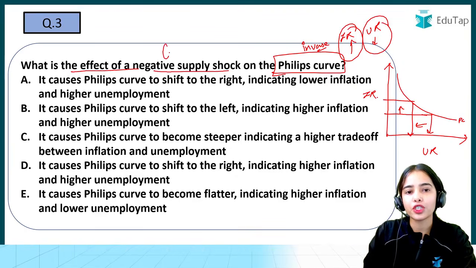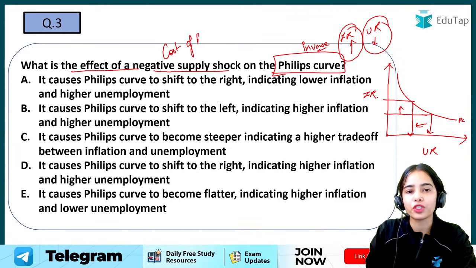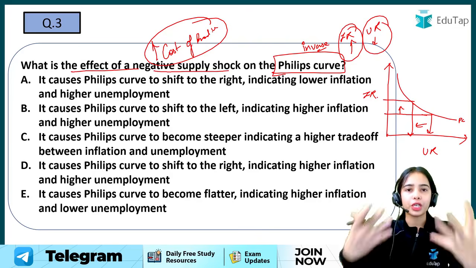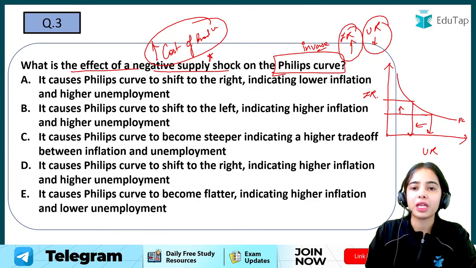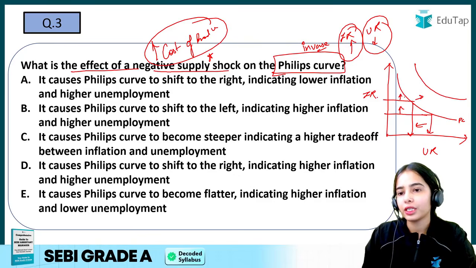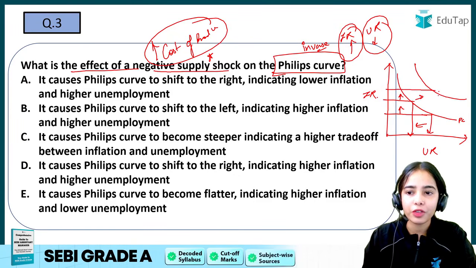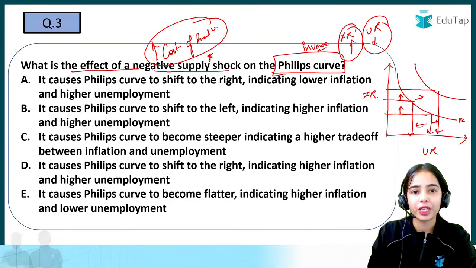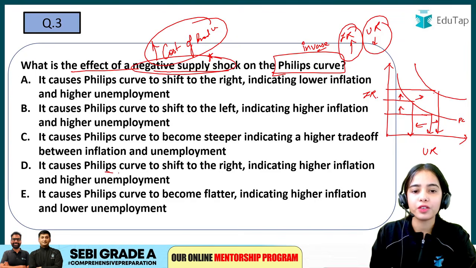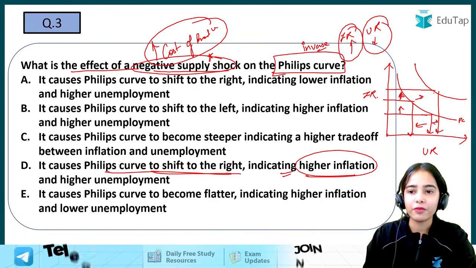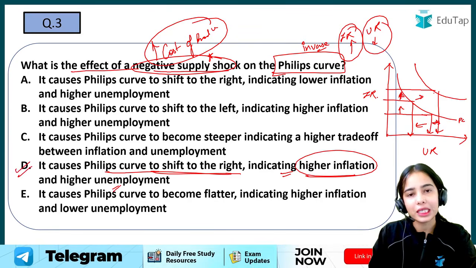The negative supply shock can happen because of the increasing cost of production, because of oil prices or wages that are increasing. This negative supply shock leads to a rightward shift in the Phillips curve, in which it can be seen that with the increase in inflation rate, the unemployment rate is also increasing. So with the negative supply shock, the Phillips curve shifts to the right, indicating that higher inflation can come with higher unemployment. Okay, so D is the answer.